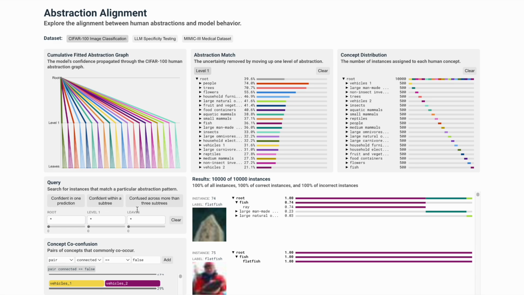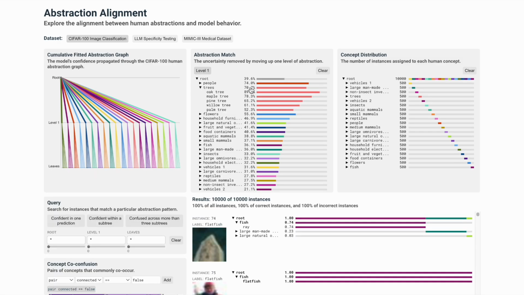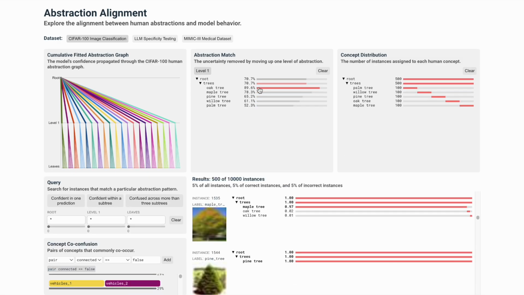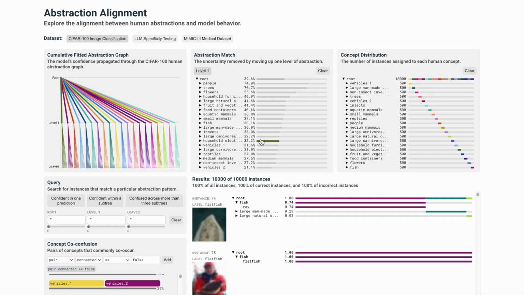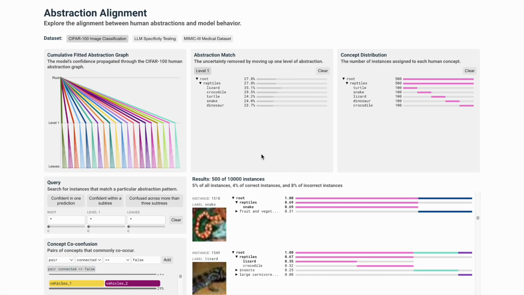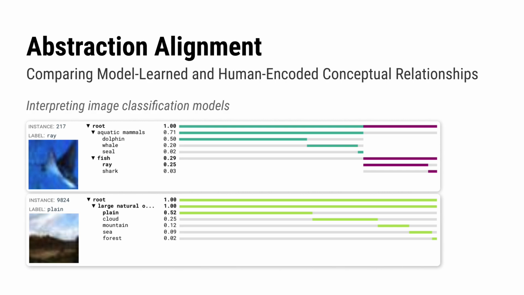Finally, looking at abstraction match can tell us which abstractions the model has learned and which it has not. Here, we see the model's confusion is well accounted for by concepts like people and trees, but concepts like carnivores and reptiles do not account for the model's confusion. The model is not consistently abstraction aligned, but we may be more likely to trust that it can distinguish people and trees than reptiles. By expanding the number of concepts and levels of abstraction we can reason about, abstraction alignment has helped us better understand the model's reasoning process and build up a mental model of how it will behave in practice.